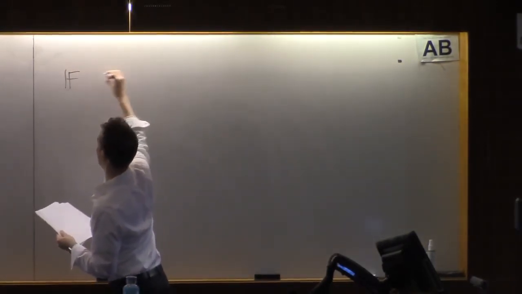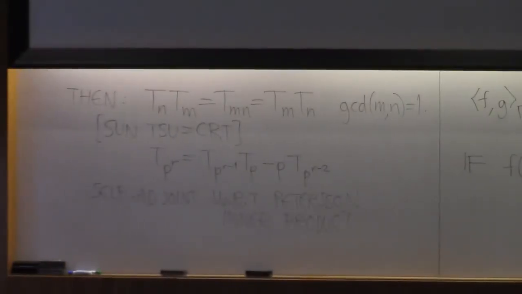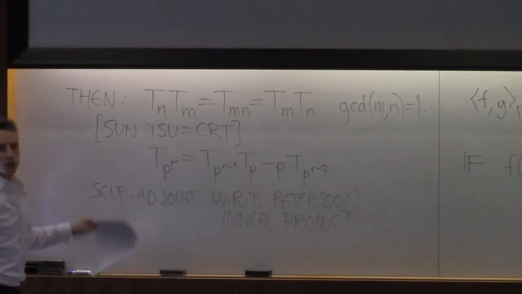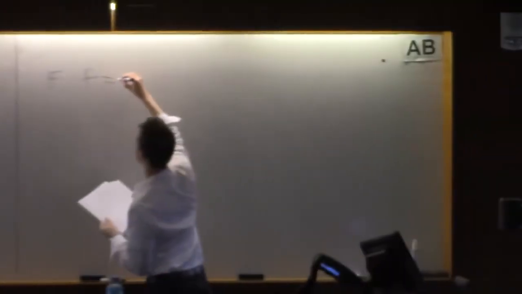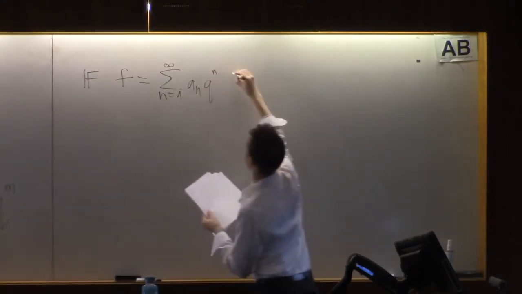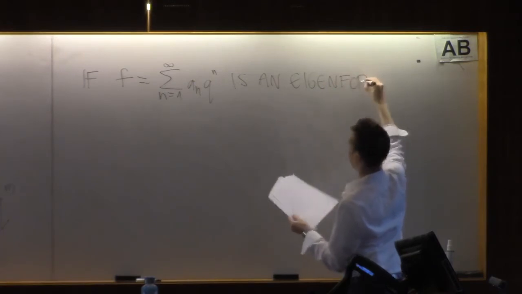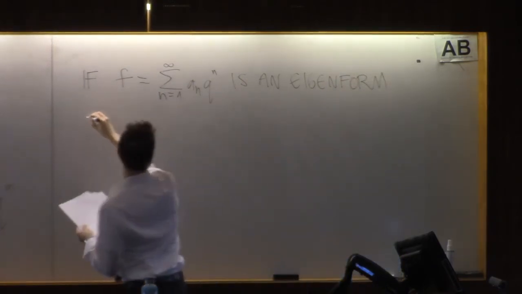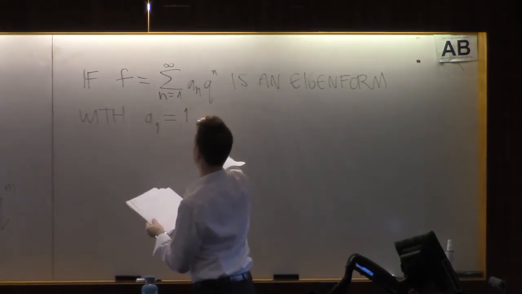The most important one, and maybe the fundamental one, is that with respect to these two properties, if you're self-adjoint with respect to these inner products, and these guys all commute, and T_p commutes with itself, then you have a common eigenbasis. So if you have an eigenform, an eigenform means T_n eigenform, so you can normalize it so that a_1 is equal to 1.